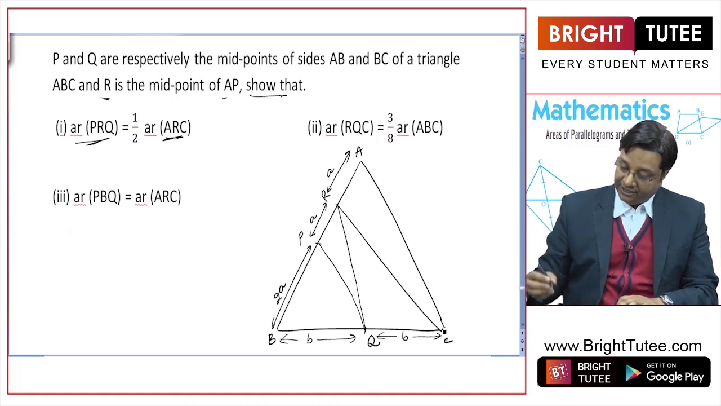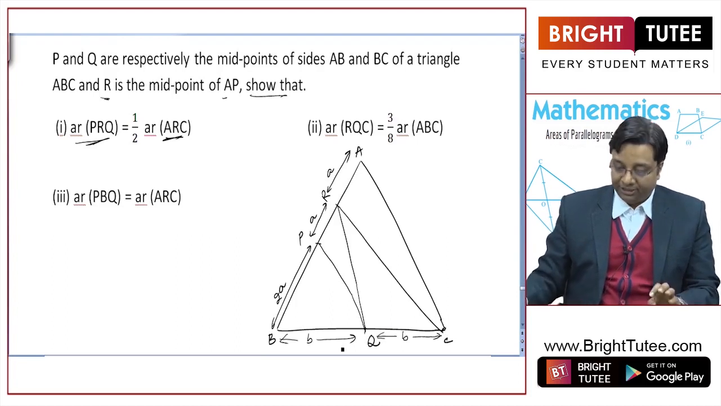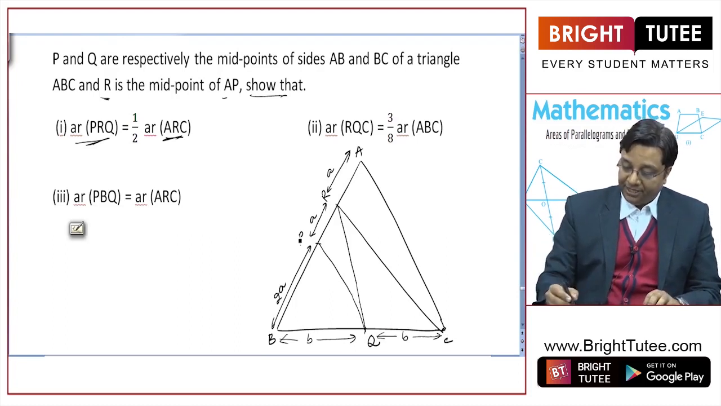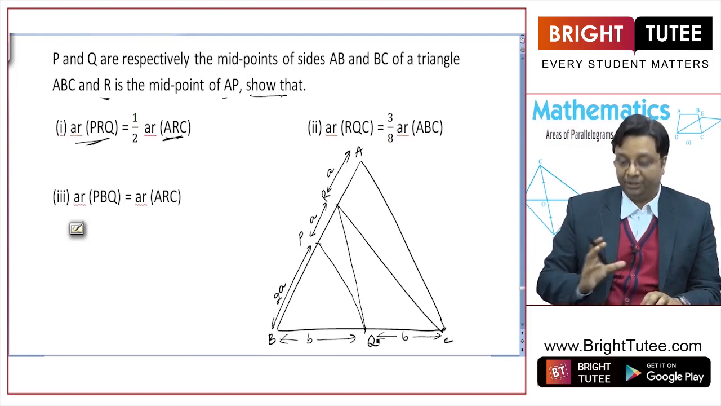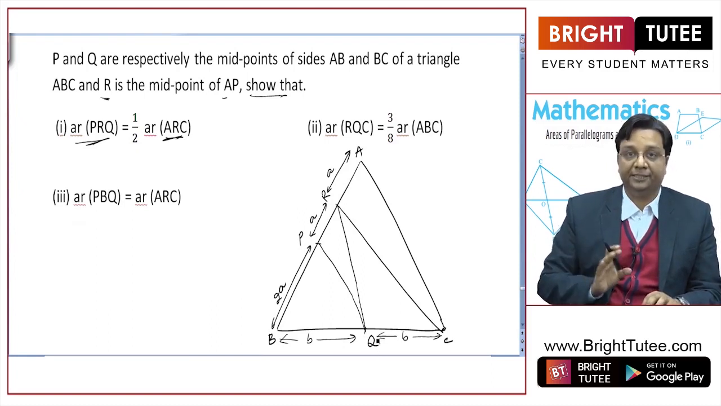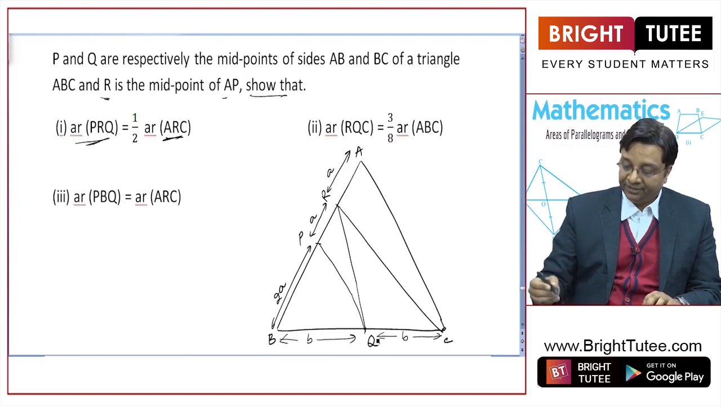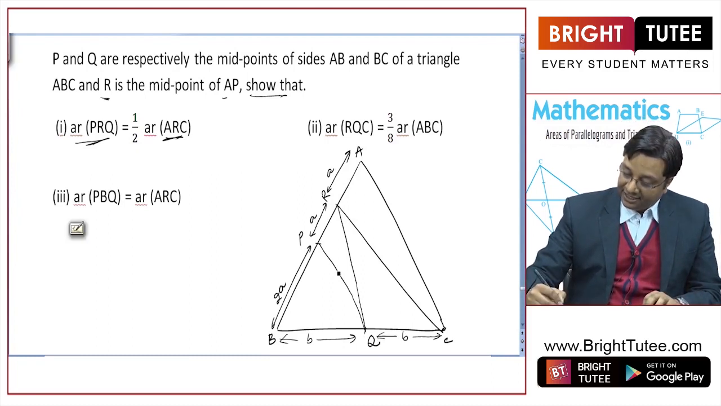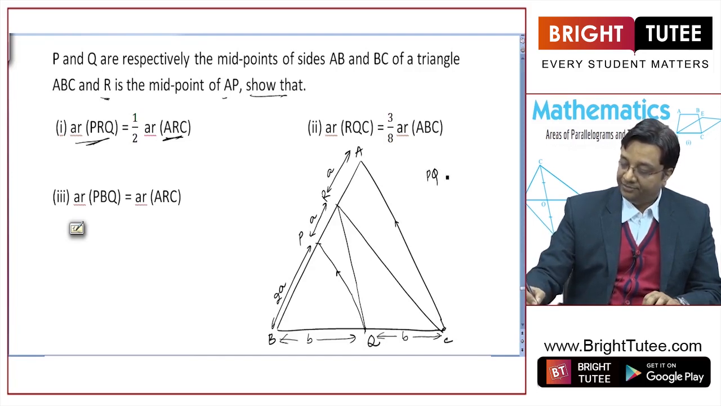Okay. So now we have got triangle ARC, triangle PRQ, right? So let us proceed now. First thing, P and Q are respectively the midpoints of sides AB and BC. So we have studied about the midpoint theorem, which says that this length PQ is half of this length AC. PQ is half of AC and parallel to AC. Why? Midpoint theorem.